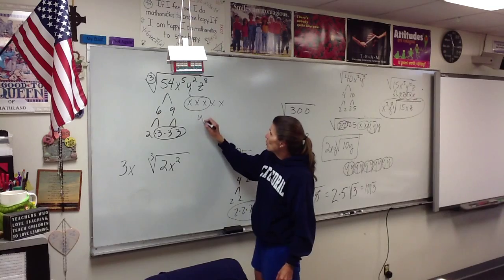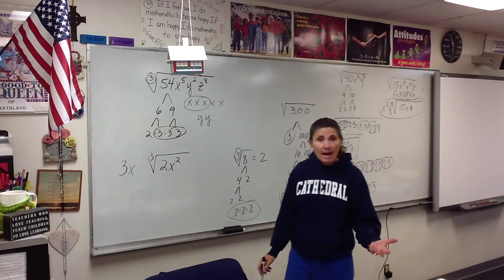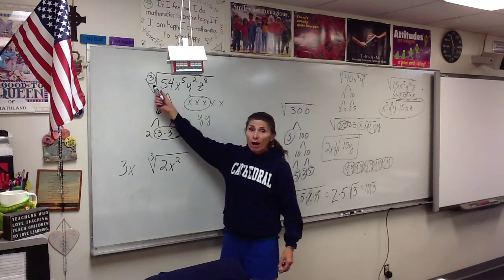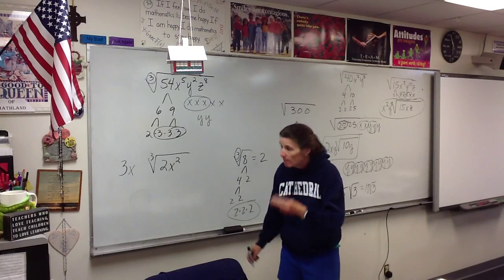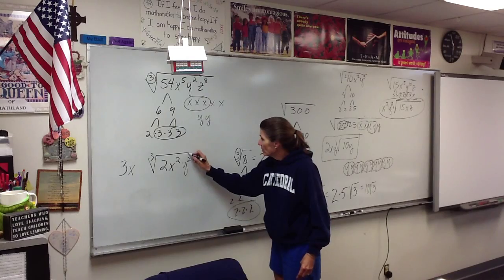How about y squared? That's y times y. Can I pull anything out? Please say no, because in a cube root problem, I need to have a group of 3. I only have 2, so they stay under the radical.